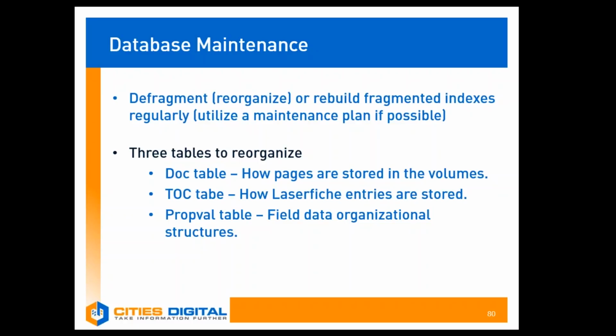So the 3 tables that you need to look at within the Laserfiche SQL database, because there could also be workflow and forms databases, are the doc table, the toc table, and the prop val table. The doc table is about how many pages are stored in the volumes. The toc table is about how Laserfiche entries are stored themselves, which would be the documents. And the prop val table is about field organizational structures. So those are the 3 main tables.